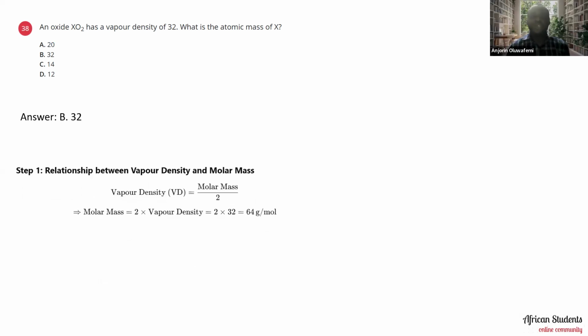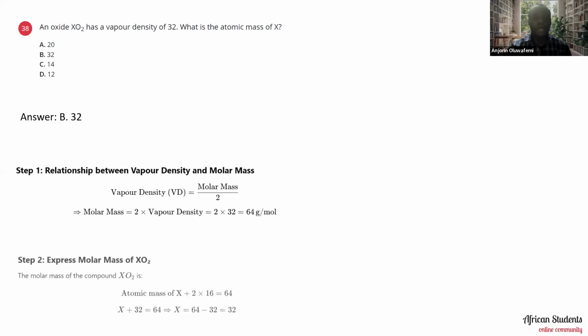Now, the first thing that we need to establish is the relationship between vapor density and molar mass. And we know from our lessons that vapor density, VD, equals molar mass divided by 2. So molar mass equals 2 multiplied by vapor density. So if you are given a vapor density of 32 in the question, that means the molar mass will be 2 times 32, which will be 64 grams per mole.